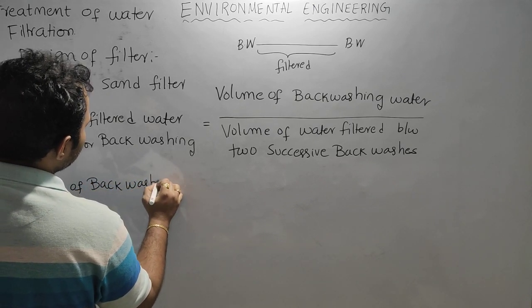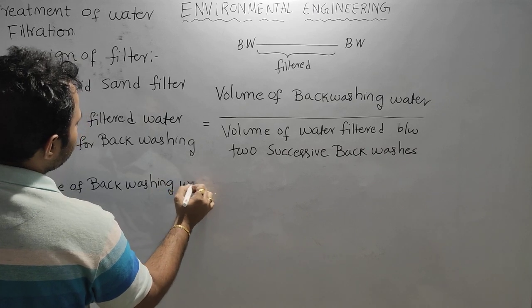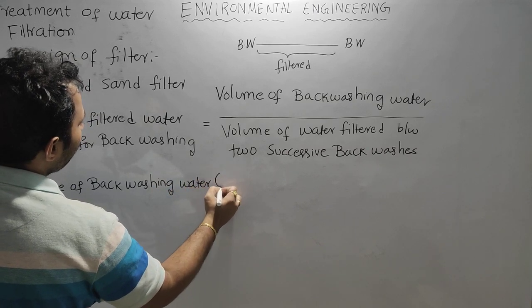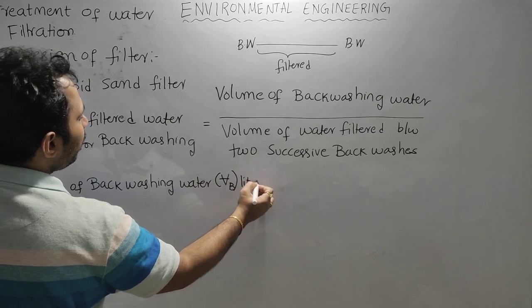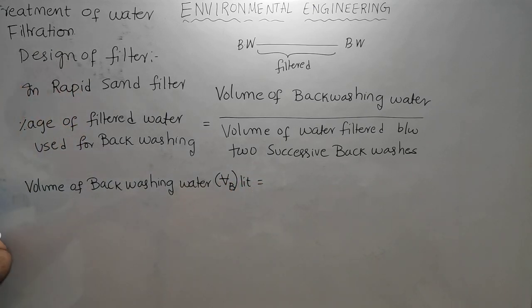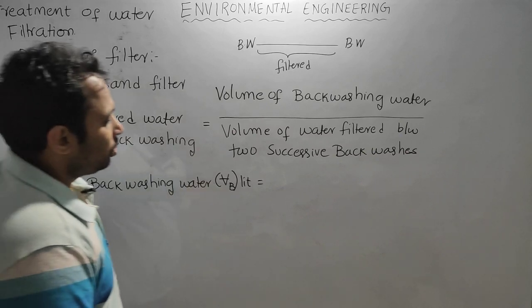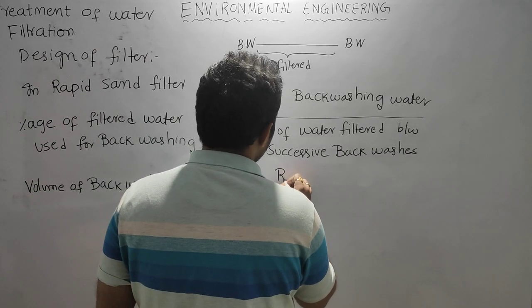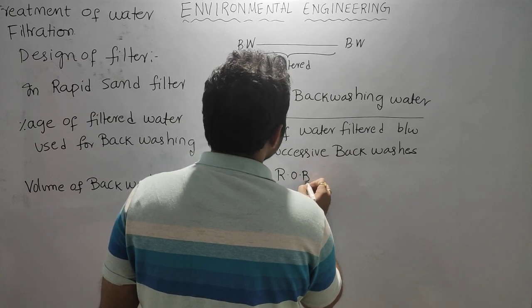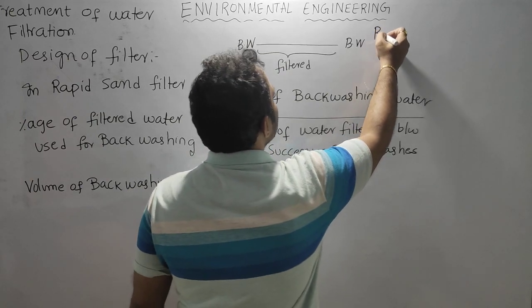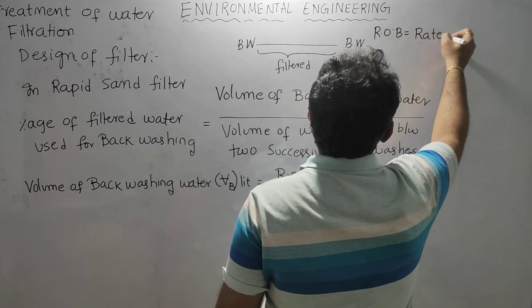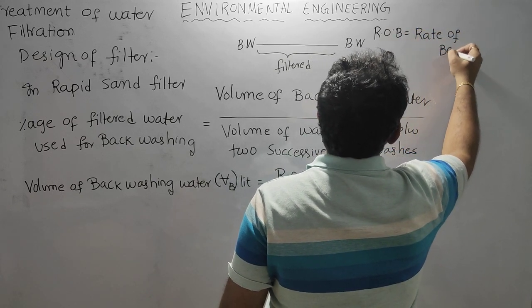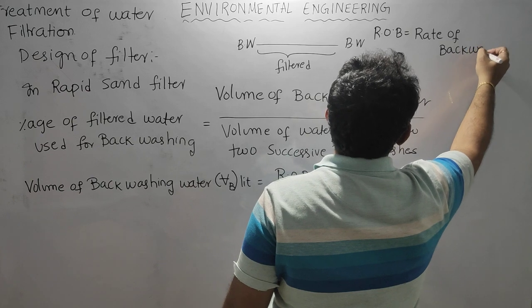Backwashing water. Here the volume should be in liter. So if the rate of backwashing is ROB, what is ROB? ROB is the rate of backwashing.